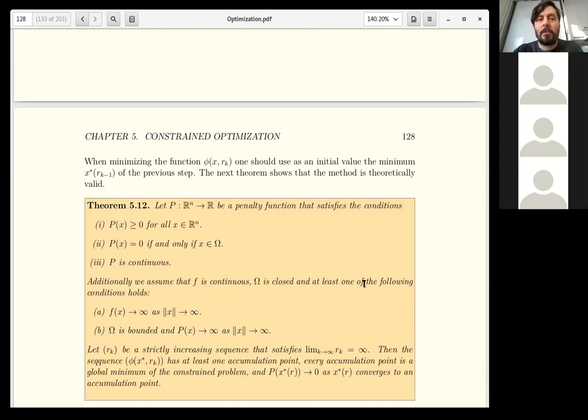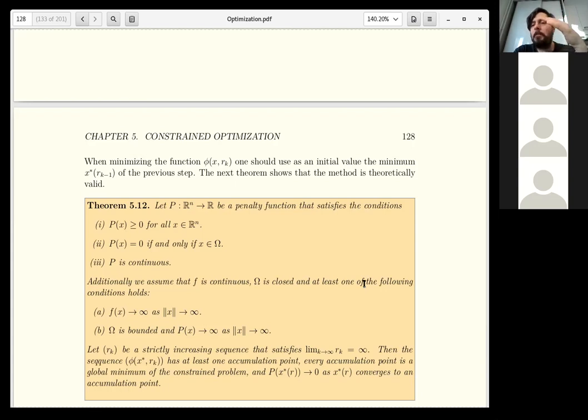If the following conditions are satisfied: the penalty function needs to be greater than or equal to 0, so it's non-negative. It never downplays the cost when we incur this penalty. It's 0 exactly when we are inside the region, and it's continuous. It means that when we move a little bit outside, it's continuous, and let's say it's differentiable, but we're just saying continuous here.